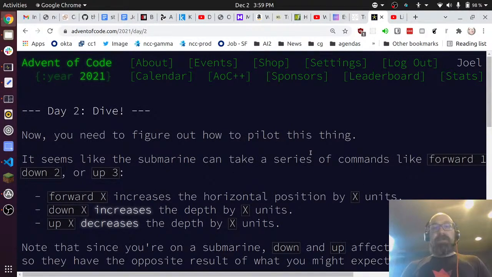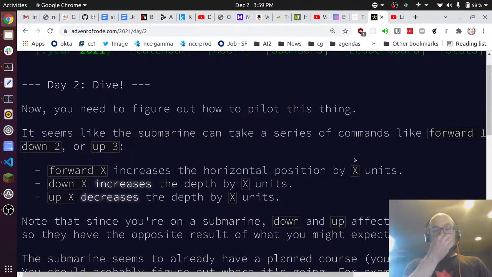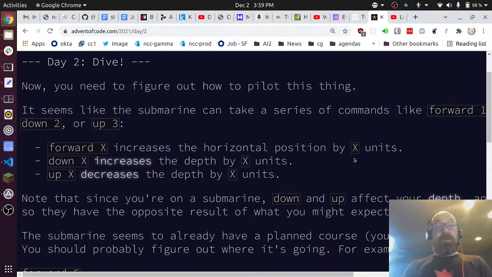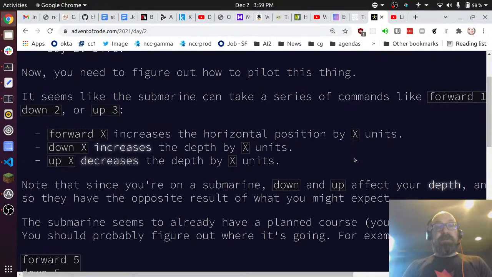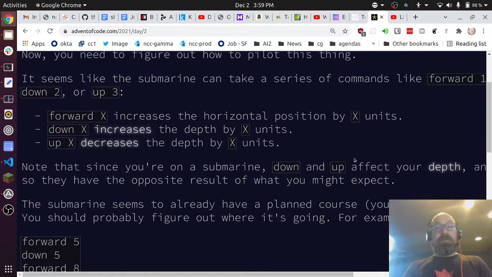So we're going to take a series of commands like forward 1, down 2 or up 3. Forward X increases horizontal position by X units. Down X increases the depth by X units. Up X decreases the depth by X units. Note that since you're on a submarine, down and up affect your depth, and so they have the opposite result of what you might expect.